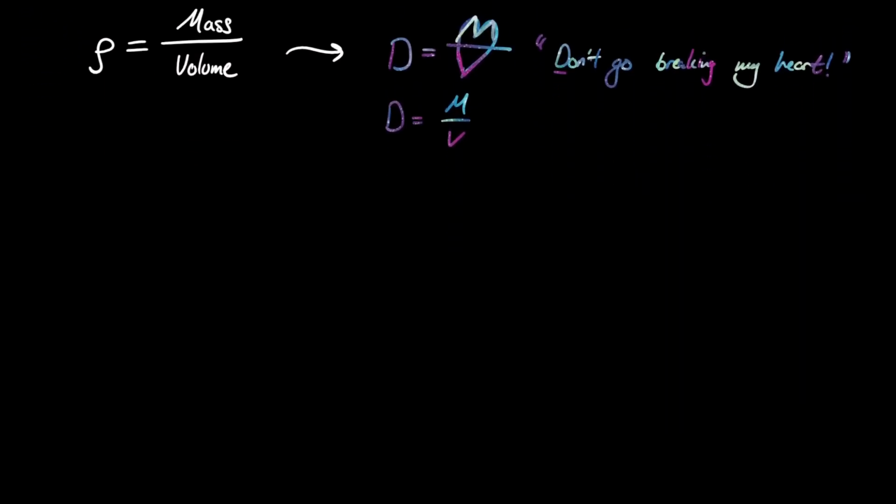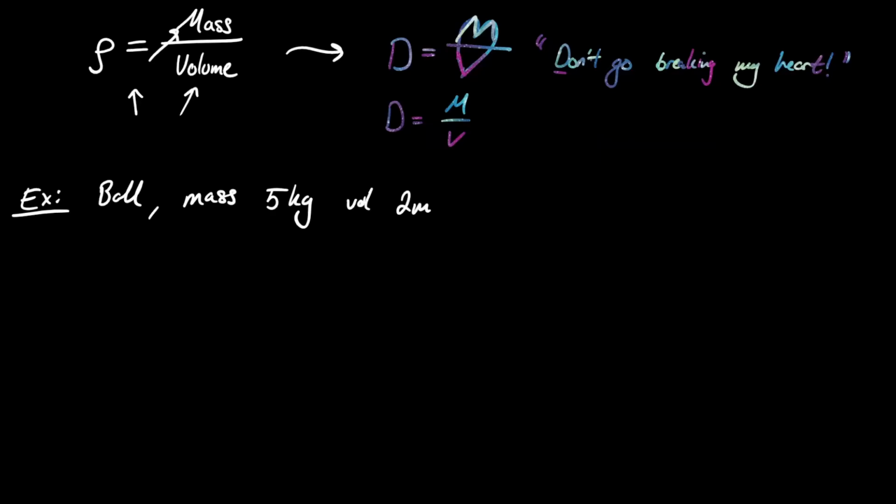Okay, now typically density problems are going to involve you being told two of the three of these quantities. So for instance, you might be told, here's the volume of a ball, and here's the mass of a ball. Calculate its density for me. So let's do an example on this. Okay, let's say we have a ball. Mass is going to be 5 kilograms, and its volume is going to be 2 meters cubed. Okay, and the question is going to be, let's find the density.